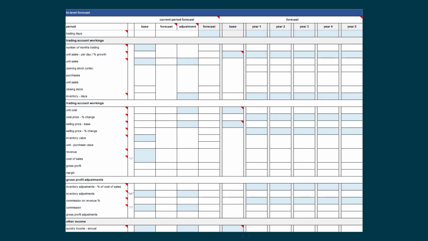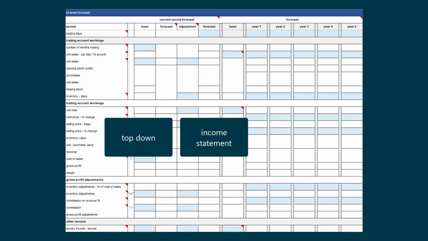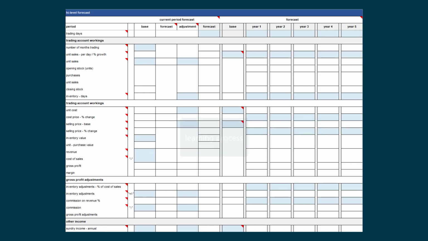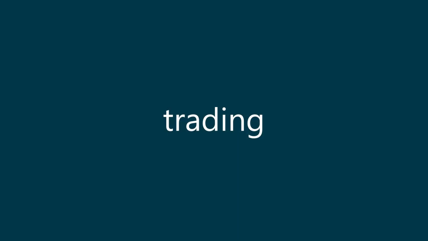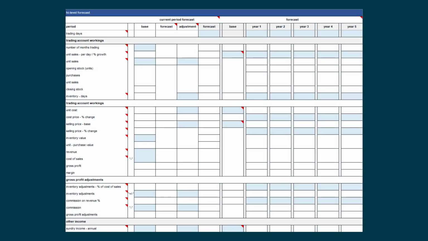Let's do a forecast. This tool works best when data is entered systematically from the top of the spreadsheet. I encourage you to look at the effects of the data entered on the income statement and in the balance sheet as each element is completed. It's also a good learning process. So we'll start with some basic setup data.